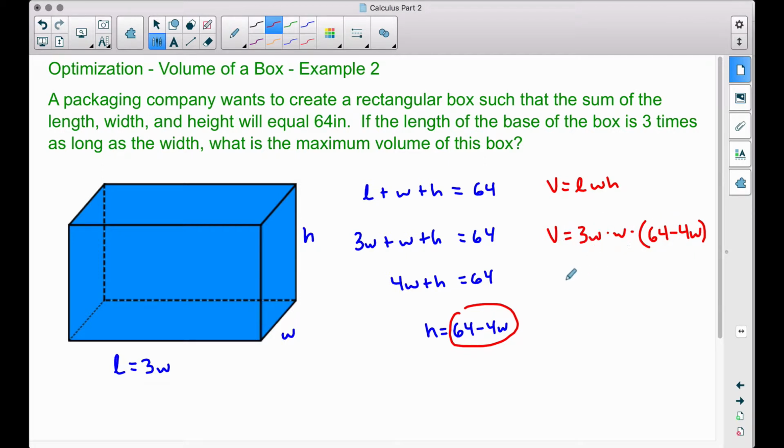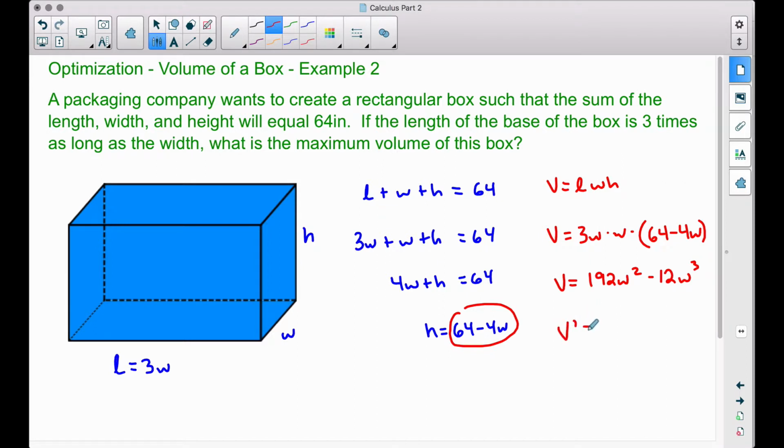Let's simplify this down. And all I've done here is taken 3W squared times 64, that's 192W squared. 3W squared times a negative 4W is negative 12W cubed. Since we're trying to maximize volume, this is the formula that we want to differentiate.